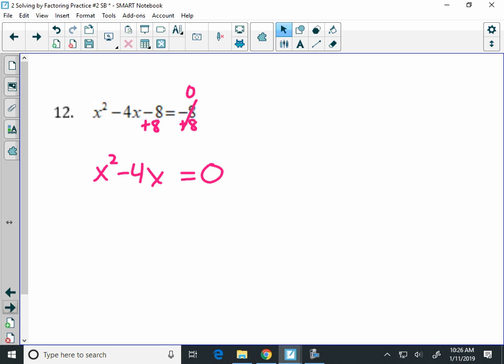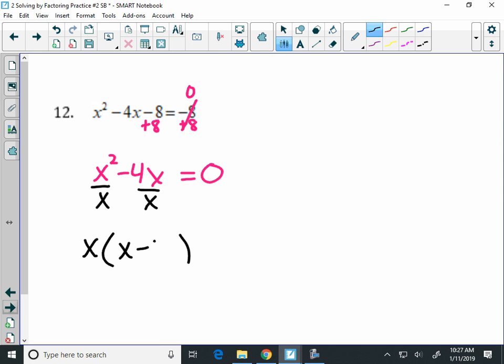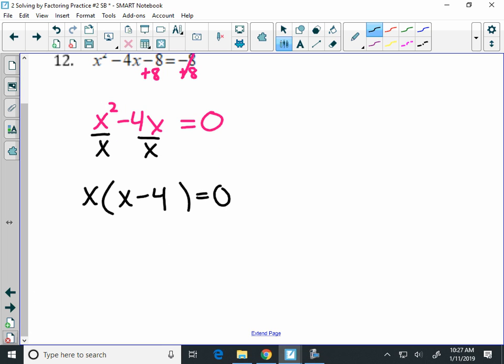Now in order to factor this, I can't split the middle because I only have 2 terms. So I always look for a GCF to start. And it does look like I have a GCF because there's an x in both terms. So I'm going to divide x out. I pull the x out in front, and I'm left with x minus 4. Now I can't factor that anymore.